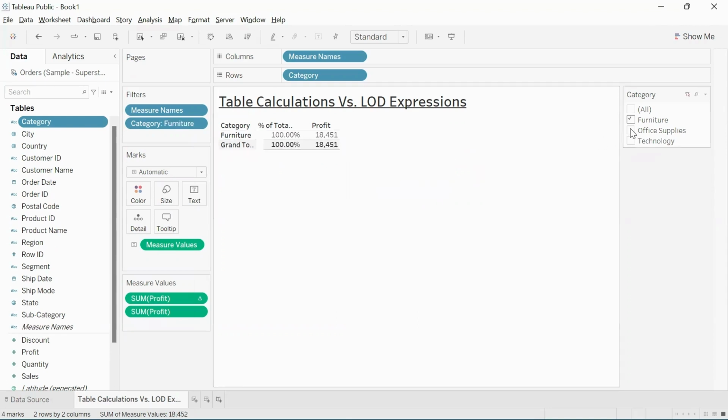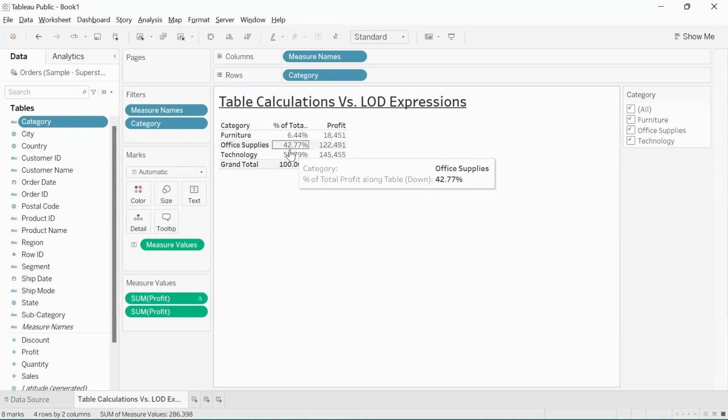Suppose I remove office supplies. Then what is happening? We have data for furniture alone, right? Which means that itself is my 100%, and it is obviously 100% of the value. So this is a table calculation, where it depends on the data in the graph. A table calculation works with the data in the chart.